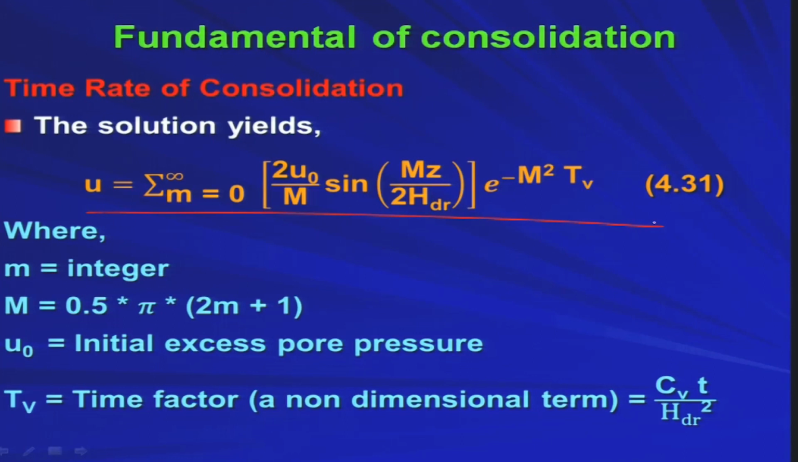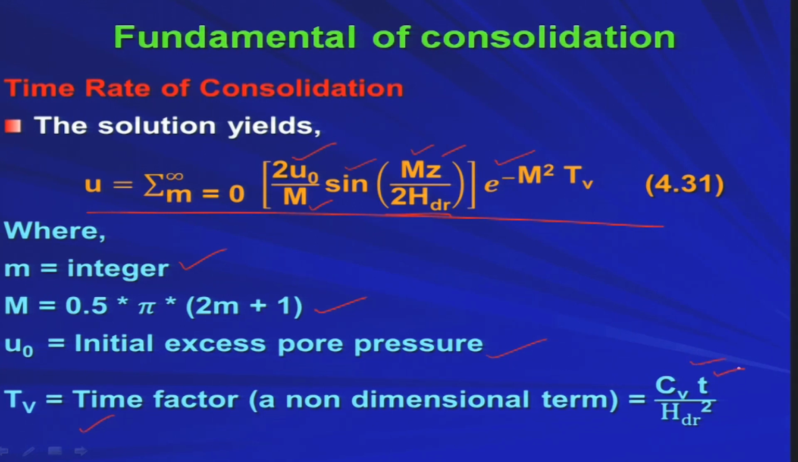Now, if you apply those things and go back to your mathematics and solve this differential equation, you will be getting the solution like this. u equal to summation m equal to 0 to infinity of 2 u naught by M into sin(M z by 2 HDR) into e to the power minus M square T v, where m, small m, is an integer, capital M is 0.5 into pi into (2m plus 1), u naught is the initial excess pore water pressure as I told you, and T v is a time factor, that is a non dimensional term, and this time factor is equal to C v into t.